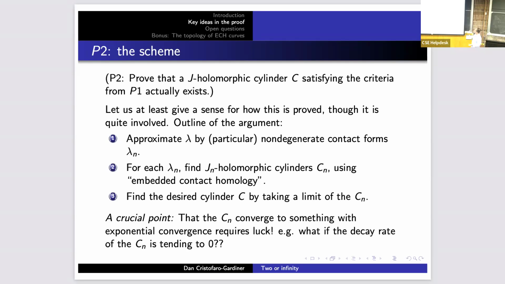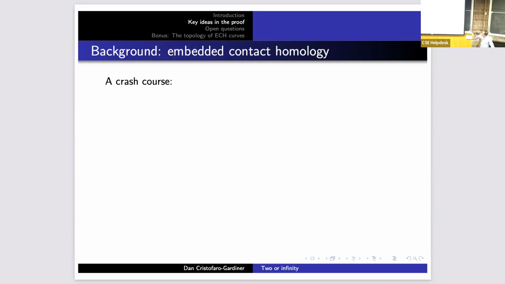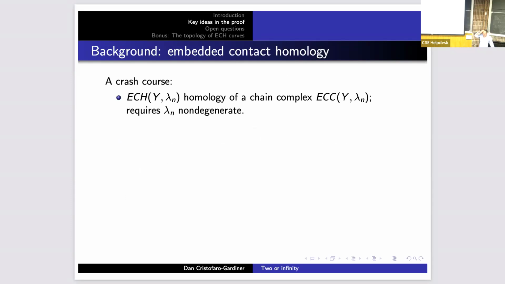Okay, so there was this crucial point, but I already sort of said it. You really need to understand, how does the decay rate not go to 0? Okay, right. So how do we actually find these cylinders? This is where we use this Floer theory, in particular embedded contact homology.